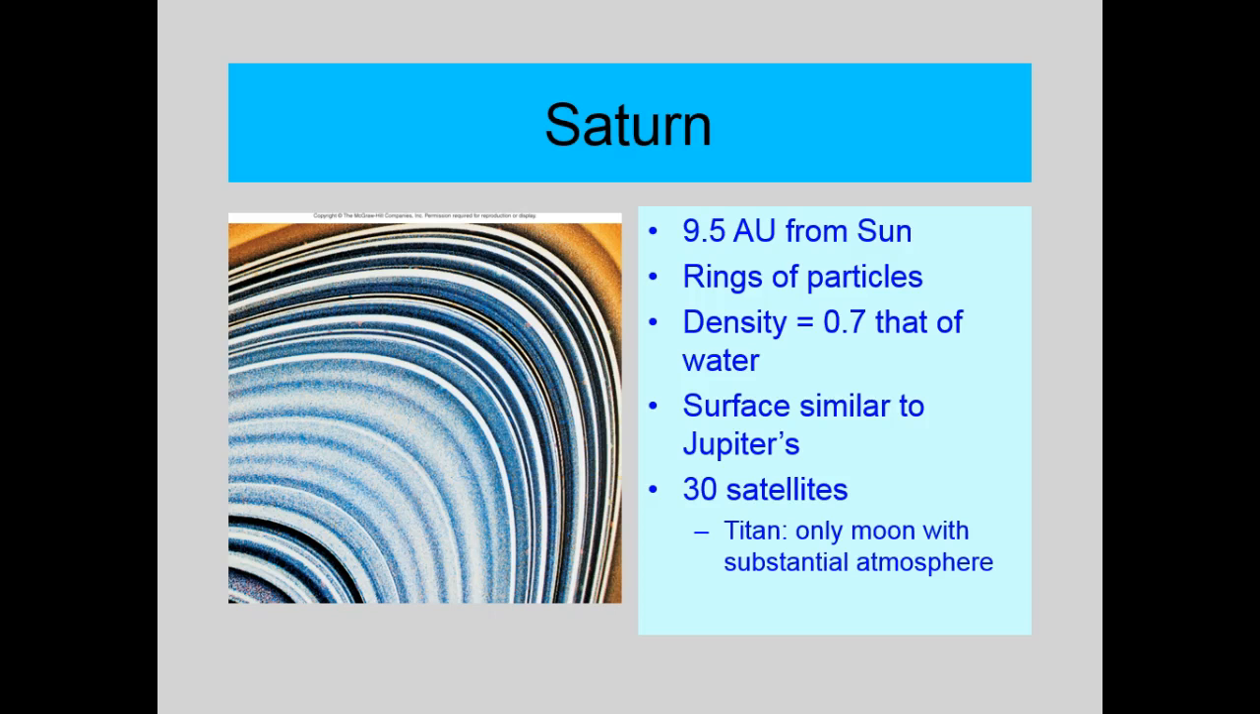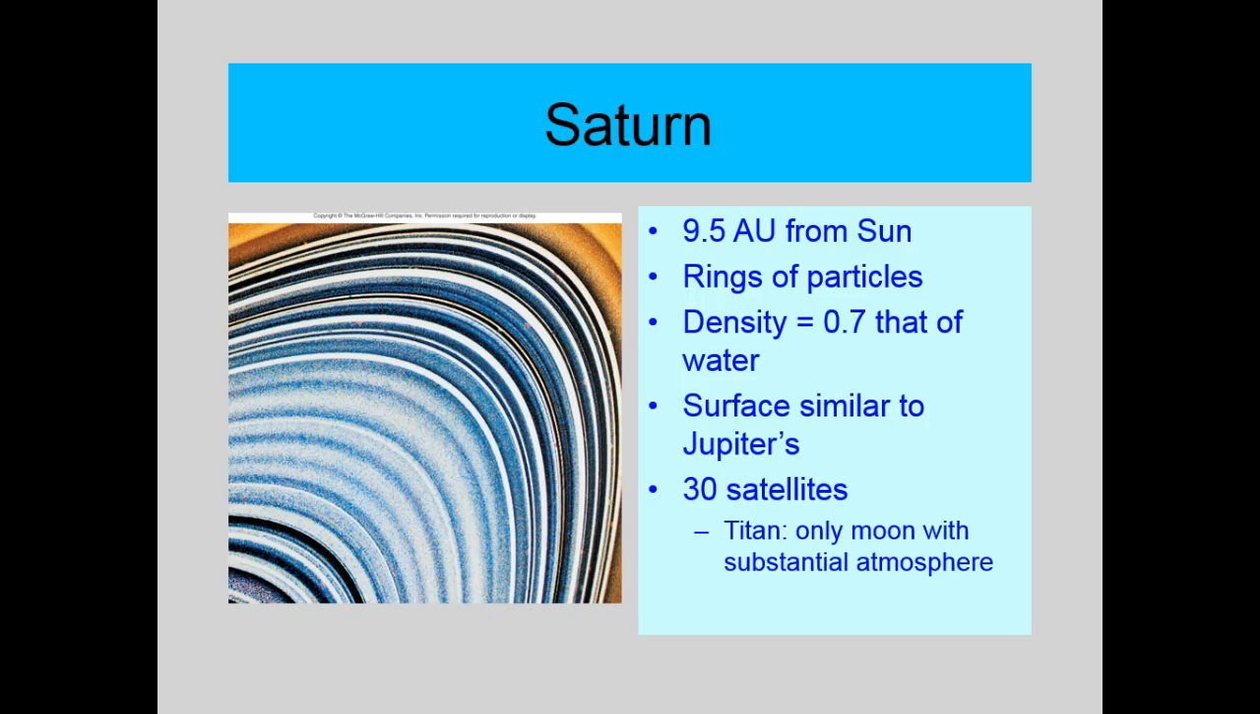Here's the next most remarkable thing. It's less dense than water. If you had a pool of water big enough, which doesn't exist, Saturn would float. It wouldn't sink. All the other planets would sink, of course, because they're denser than water. Saturn is the lowest density of any planet in the solar system. What's the most dense planet in the solar system? Earth, exactly. We are the densest planet in the solar system, and Saturn is the least dense.